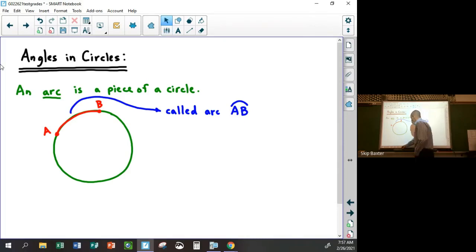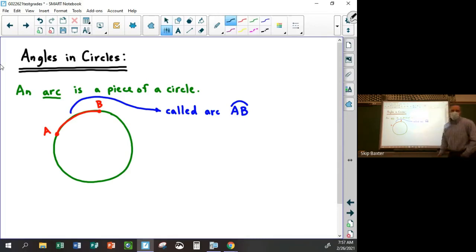Now, an inquisitive mind might say, well, why can't you go from A to B this way? Well, this arc AB is actually called the minor arc, which is the shortest way to get from A to B along the circle. And this is actually minor arc AB.